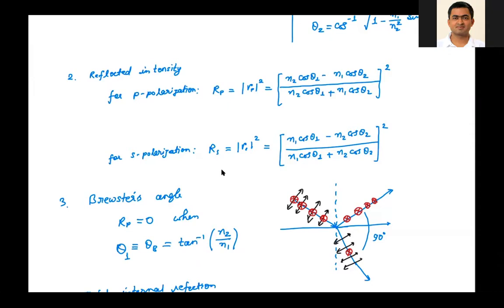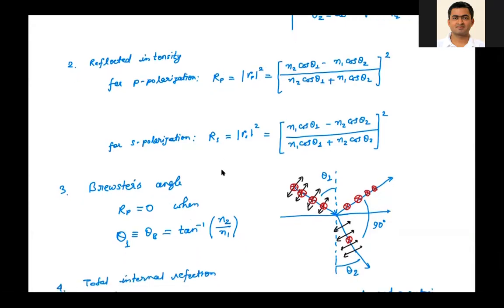So here I have done a little cartoonish thing. Here you have unpolarized light. That means it has both components, the P polarization and the S polarization. Both lights are coming.